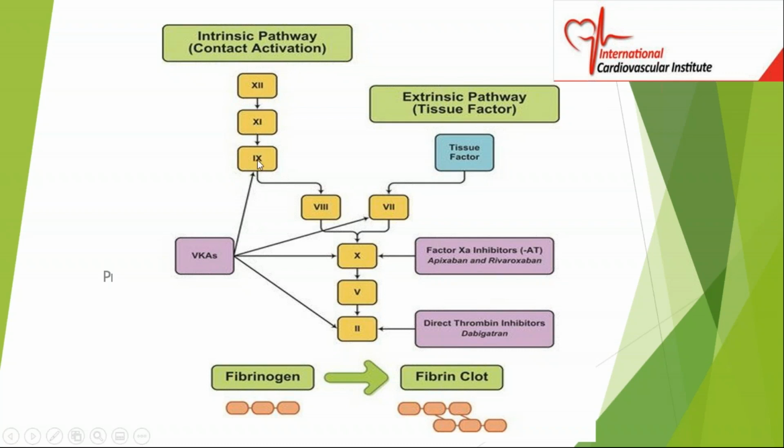Factor 11 is going to activate factor 9. Then factor 9 is going to activate factor 8. And then your extrinsic pathway, which involves tissue factor. The tissue factor is going to activate factors. So these are proteins in the blood. So tissue factor activates factor 7. Then factor 7 and 8 come together and activate factor 10.